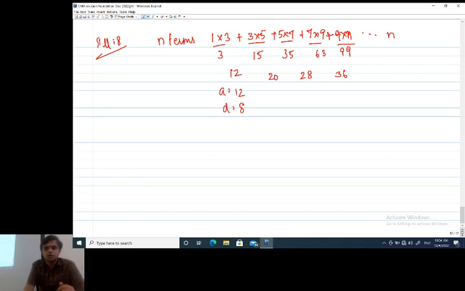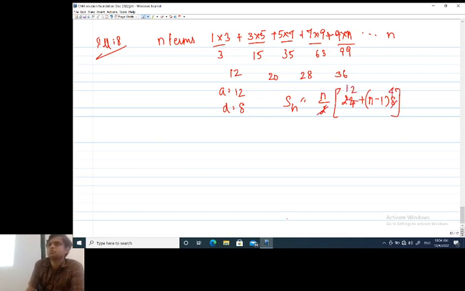Right. Now the summation up to n terms is n by 2 into 2a, that is 24, plus n minus 1 into 8. 2 is common, so 24 becomes 12, 8 becomes 4. So what do you get? n into 12 plus n minus 1 into 4.